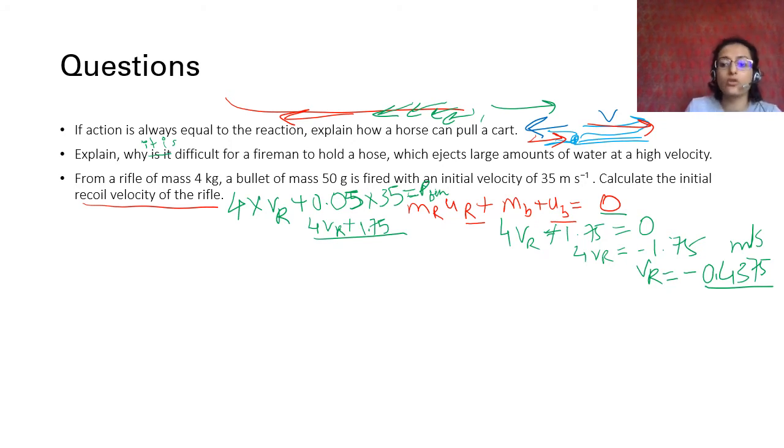You have to write it like this. Therefore, the initial recoil velocity of the rifle is this much. Okay?